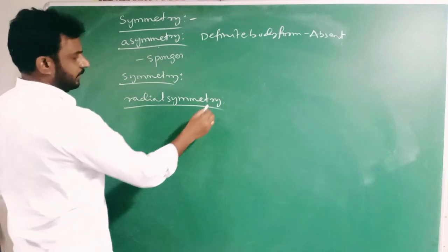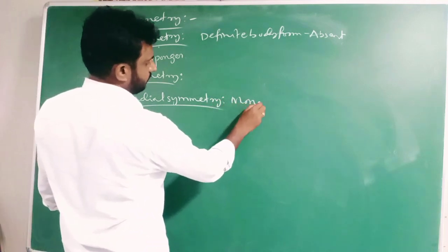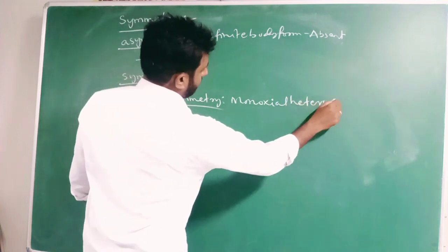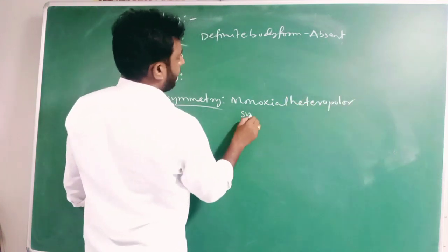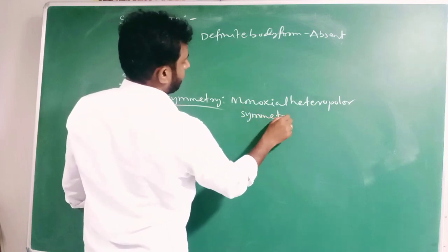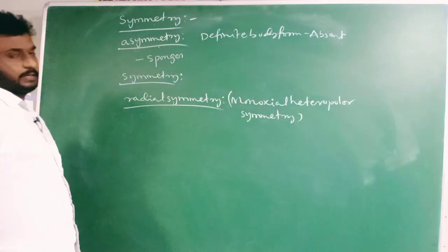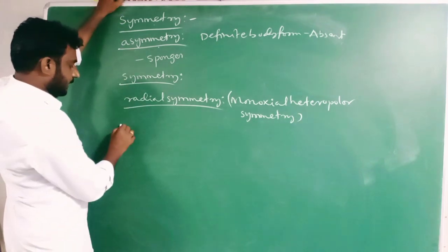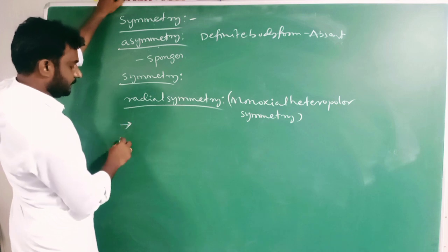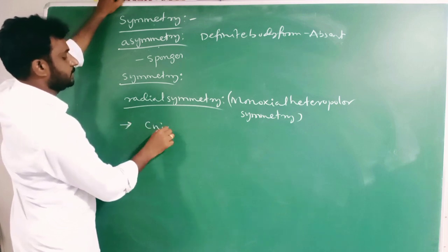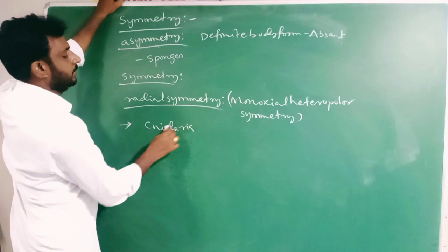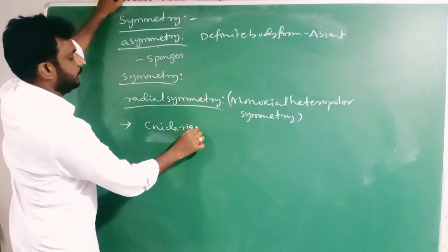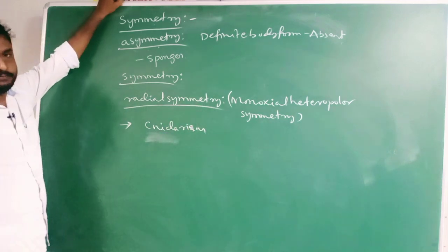Radial symmetry is also called monaxial heteropolar symmetry. This radial symmetry is present in the cnidarians and ctenophores, mostly cnidarians. Cnidarians show the radial symmetry.